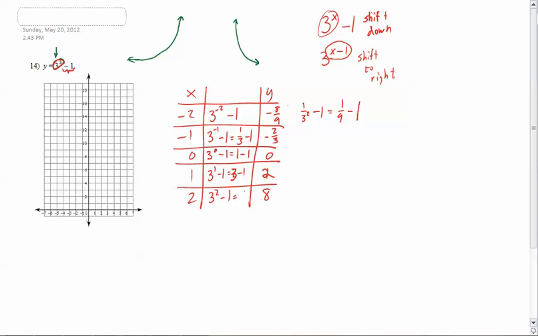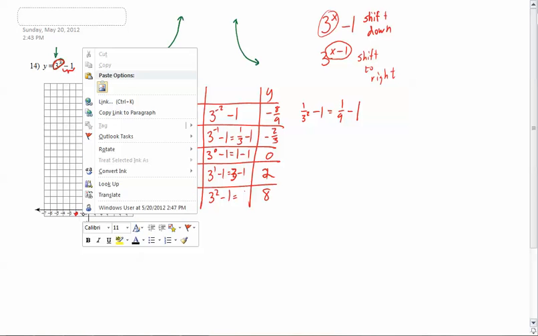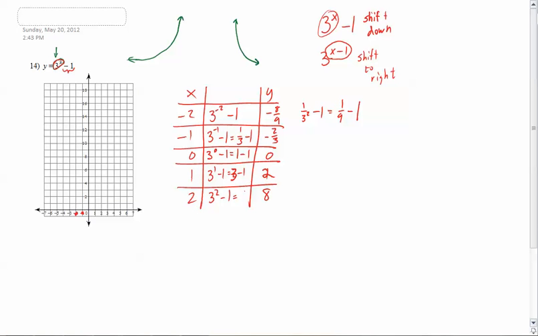And so now I can plot each of those points. I can go to -2, and then -8/9, which is close to -1, but not quite. And then I can go to -1, -2/3, which again is pretty close. Then we can go to 0, 0. Then we can go to 1, 2, and then we can go to 2, 8. And you can see that we've got this really nice exponential graph right here, going on and on forever in both directions.